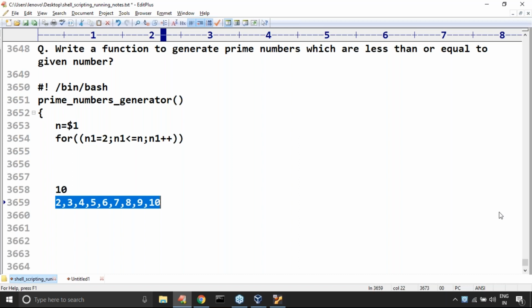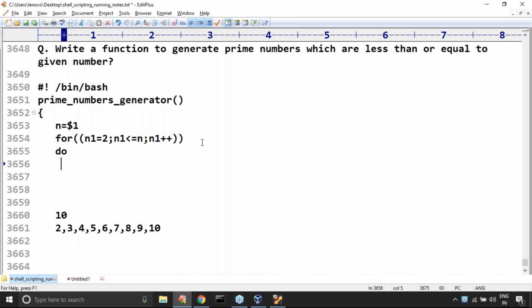Next, Edukondalo: here we should not use a hyphen EQ, compulsorily we need to use the less than or equal to symbol. Such things like LE are not going to work in an advanced for loop. Now my job is to test whether n1 is a prime number or not.